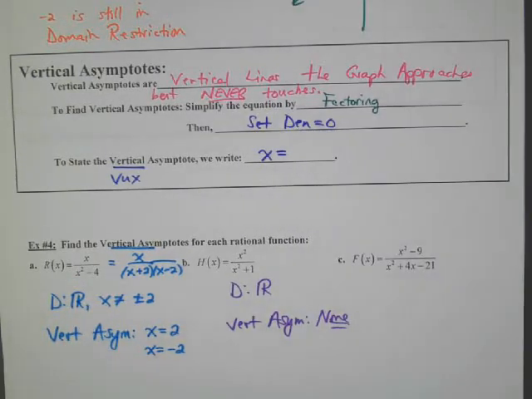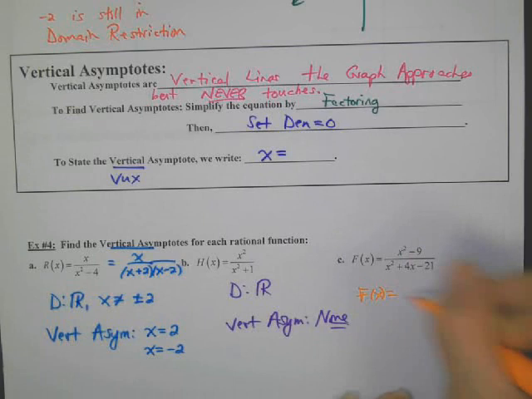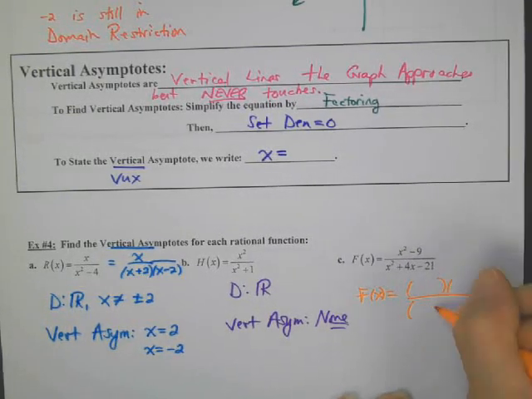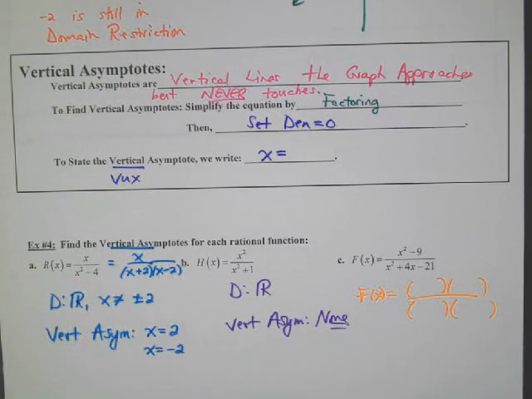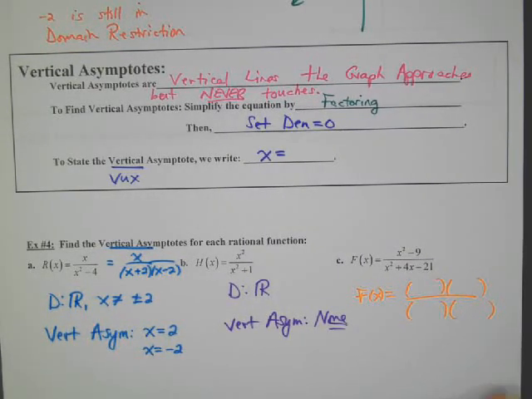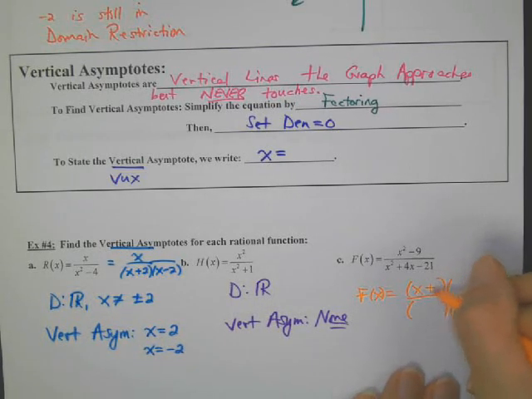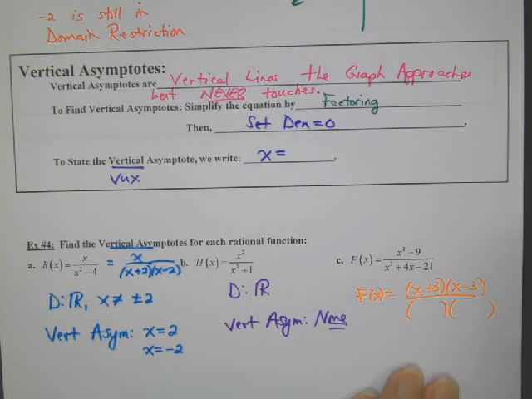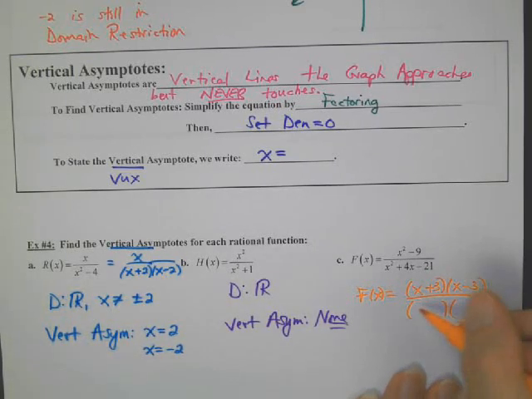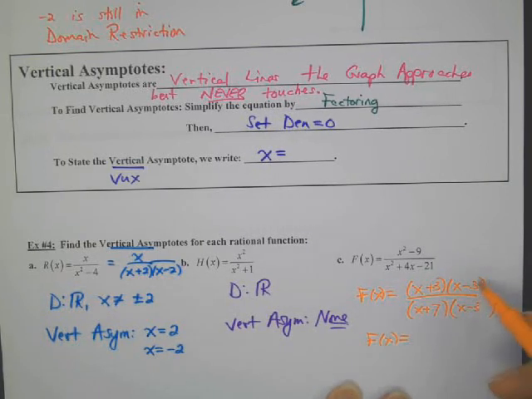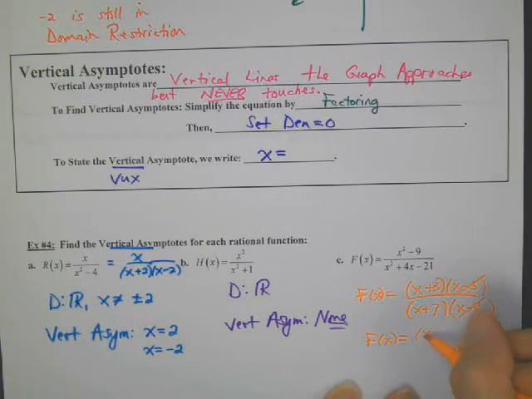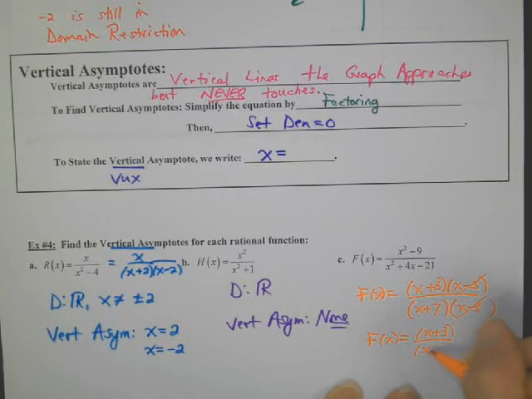And finally, this last one here needs a lot of factoring, so let's go ahead and write f of x. I'm going to factor the numerator and the denominator. I'm going to give you a minute here to think about this. Okay, hopefully you have the numerator as x plus 3, x minus 3. The denominator factors into x plus 7 and x minus 3. So f of x can be simplified by canceling out those factors into x plus 3 over x plus 7.